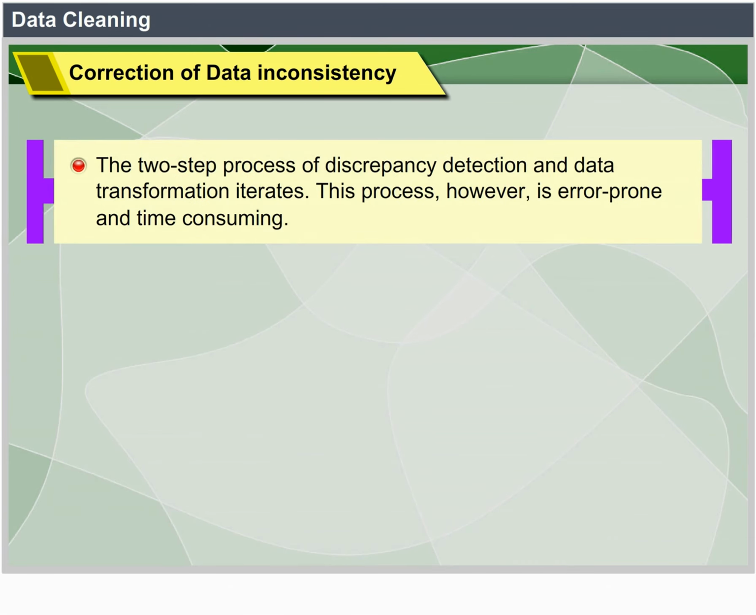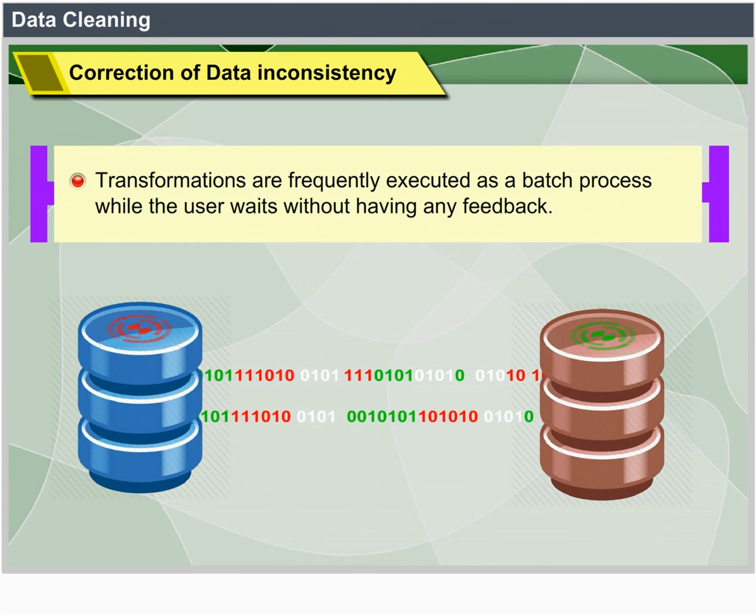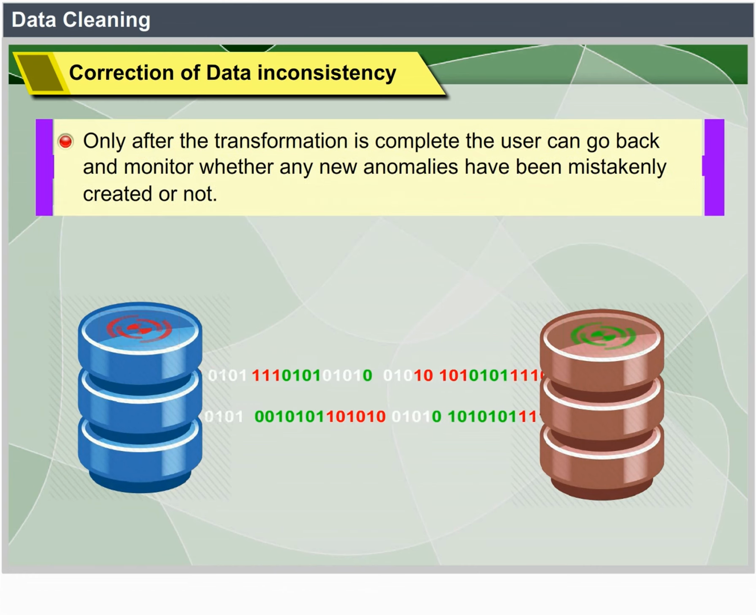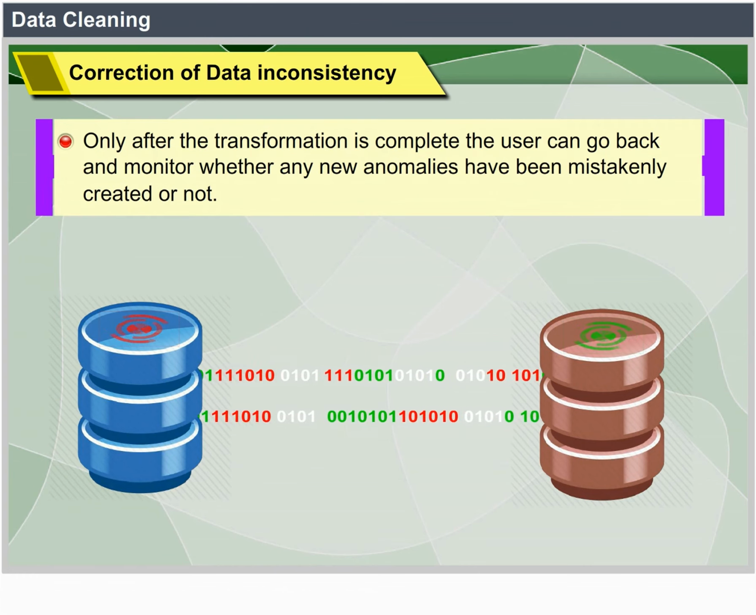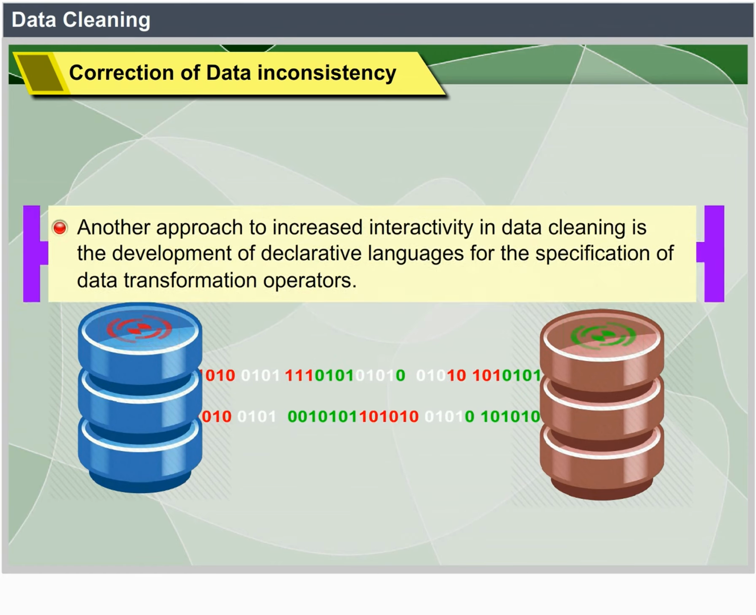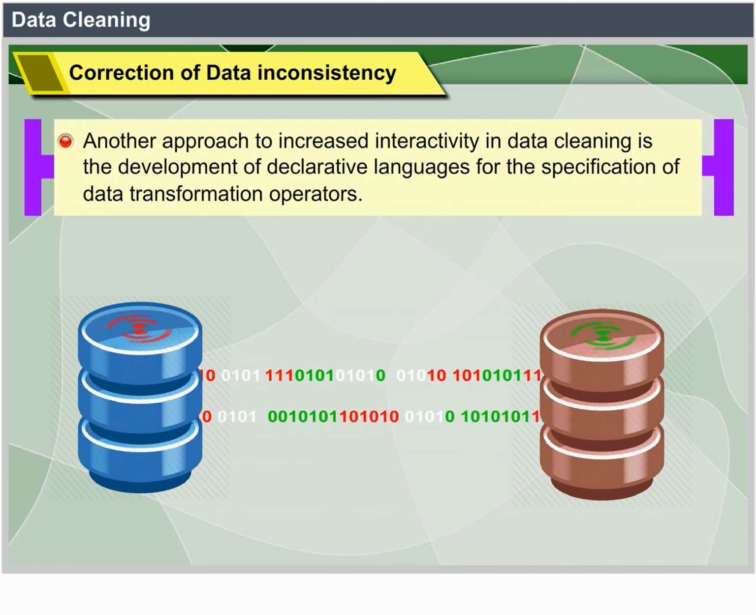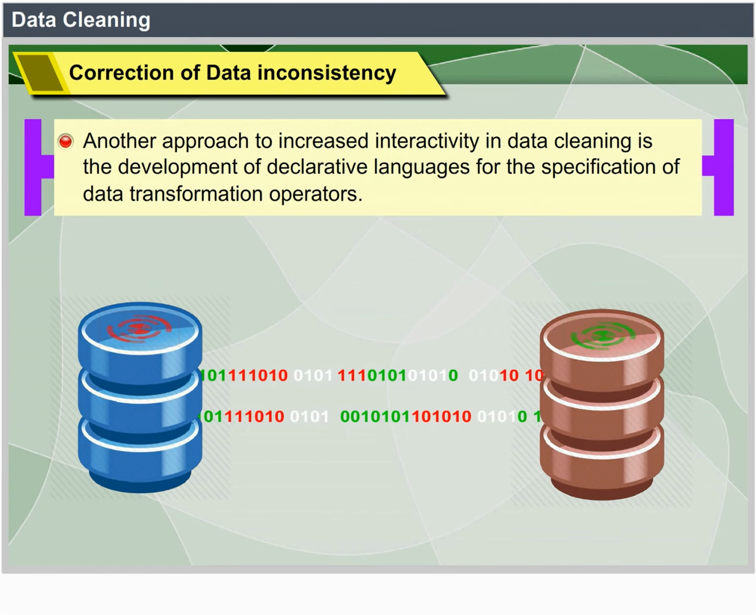The two-step process of discrepancy detection and data transformation iterates. This process, however, is error-prone and time-consuming. Transformations are often done as a batch process while the user waits without feedback. Only after the transformation is complete can the user go back and check that no new anomalies have been mistakenly created. Typically, numerous iterations are required before the user is satisfied. Another approach to increased interactivity in data cleaning is the development of declarative languages for the specification of data transformation operators.